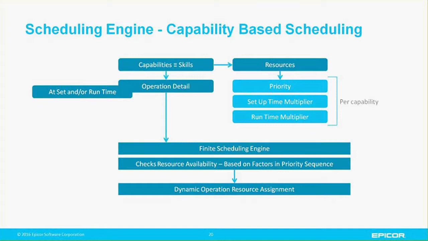Capability scheduling is triggered when a capability is referenced in the scheduling block of an operation instead of a resource. The scheduling engine then uses the resource list tied to the capability to find the most preferred resource that is available, and then adjusts operation times in accordance with the proficiency of the resource.